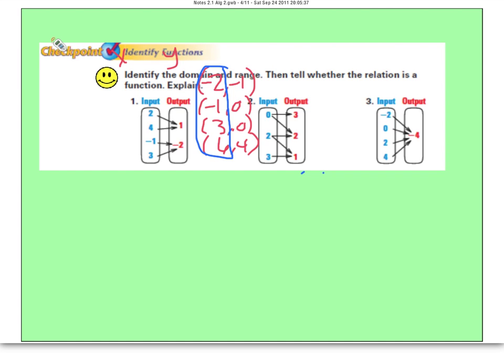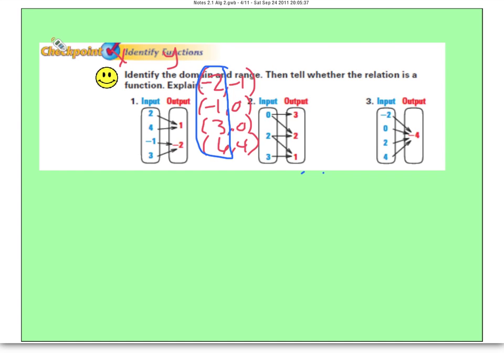The last one here for number 3, what you're really looking for is if there's any numbers repeated here. -2, 0, 2, and 4 are the first times you see all of those, and they all go to the same answer, which is fine. If I saw that I put 4 in again and maybe it went to the number 5, that would be an issue. But as it stands right now, this one is considered a function.